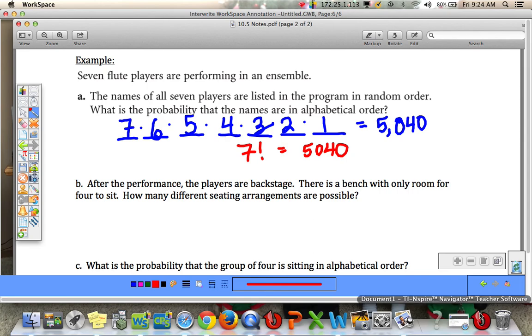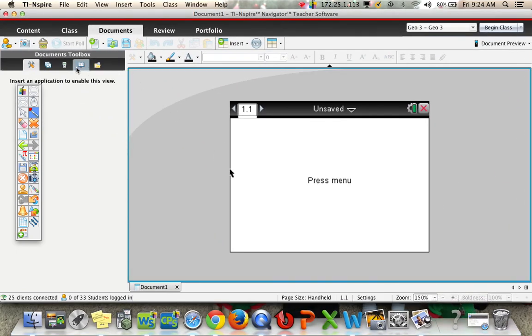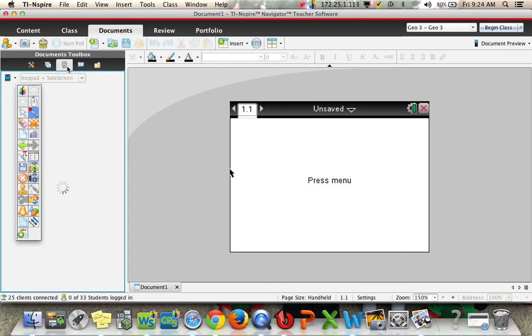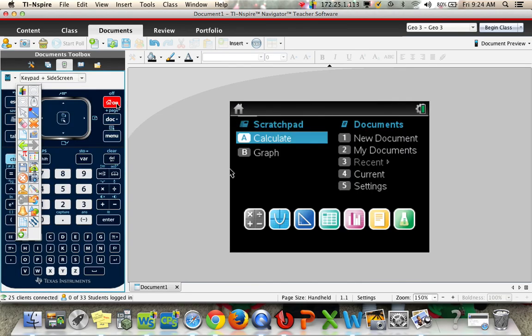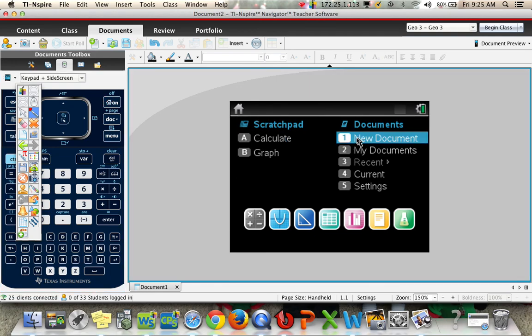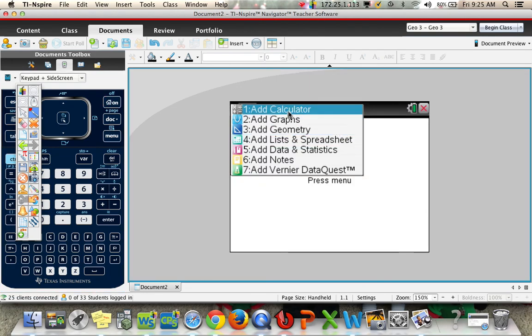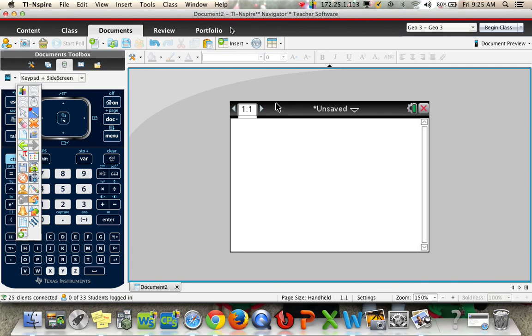Okay, so if we calculate that, I'll show you on the Inspire. Let's open a new document here. All right, so if I open a calculator page, I'll show you where the buttons are we're going to use. So add a calculator page, and let's say I want to do 7 factorial.